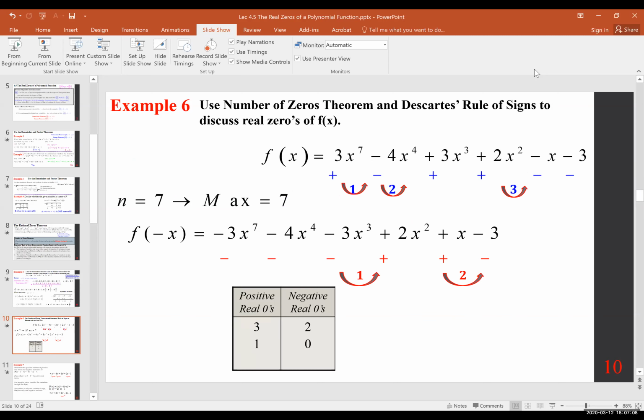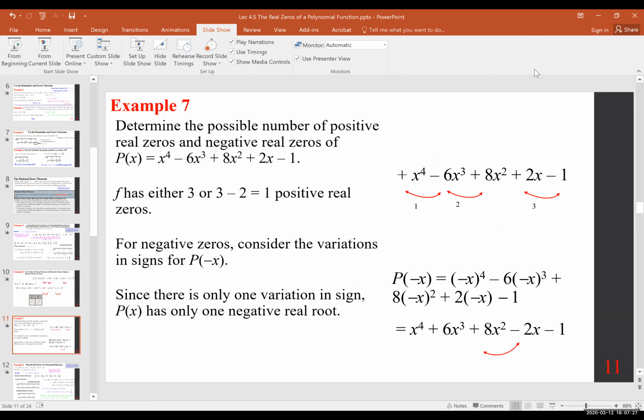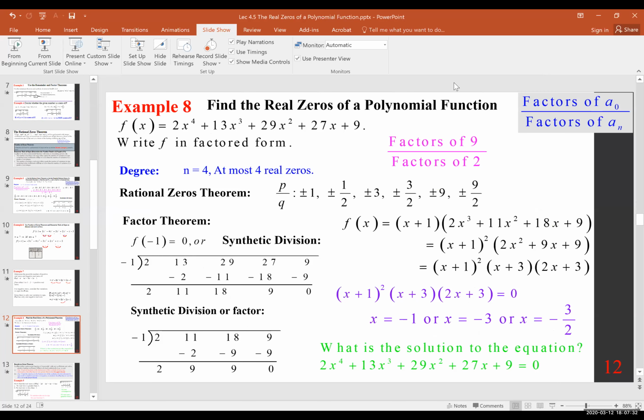Then we looked at the number of zeros and Descartes' rule of signs, which means we looked at f of x and how many sign changes. Then we evaluated f of negative x and we looked at how many sign changes. All right. This is the one we skipped, I believe, because I thought we don't need to worry about this. Did we do this question? Okay, why don't we take a moment and do this.